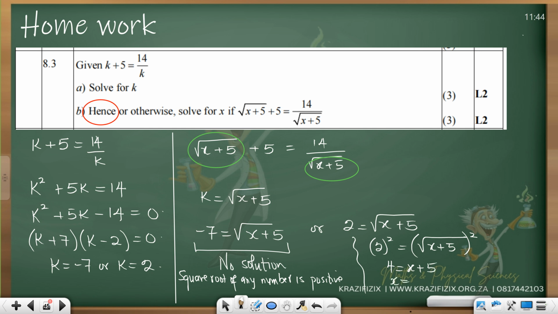So what is x? -1. Solve for x. X is -1. Take note of that, highlight it. The square root of a number is positive. But when I'm solving and I have to put the square root, I must put plus or minus.